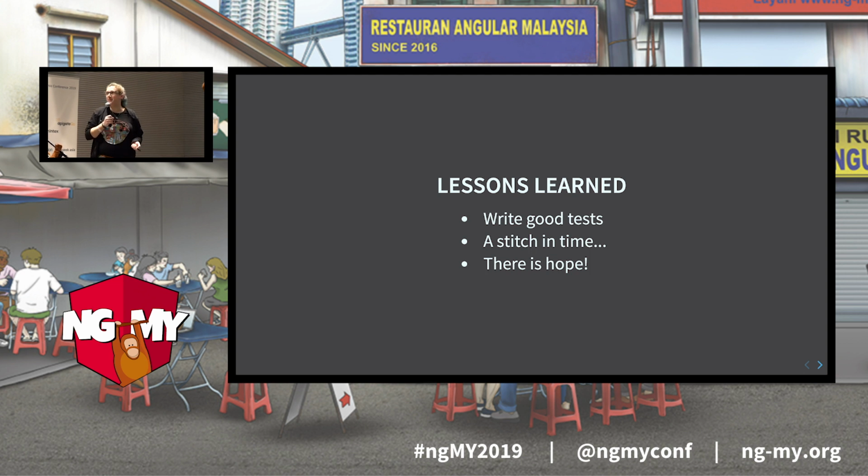You've got some take-homes from this. First of all, tests are really important. You really need good tests. Secondly, a stitch in time saves 9. The sooner you can get on this, the easier it's going to be. But most importantly, it absolutely is possible, even if you are in a terrible, terrible situation.